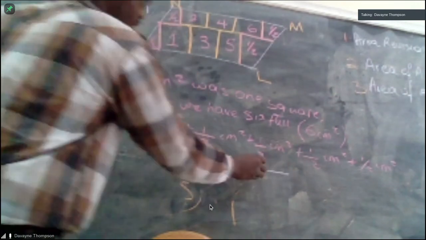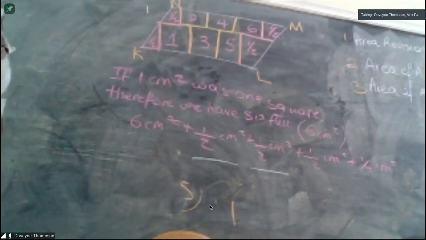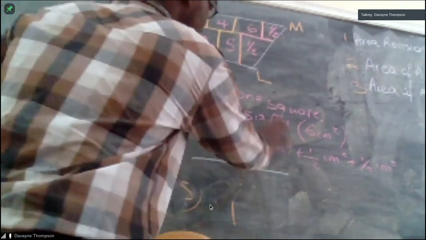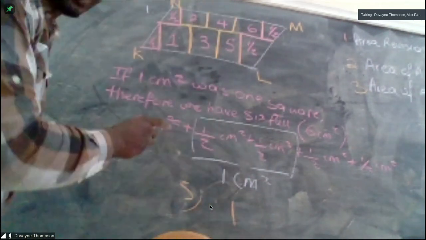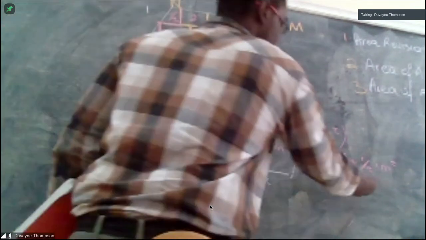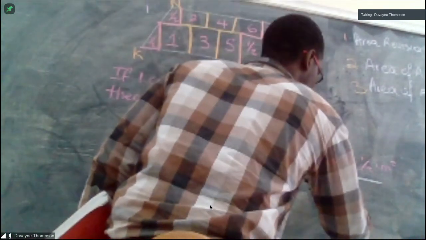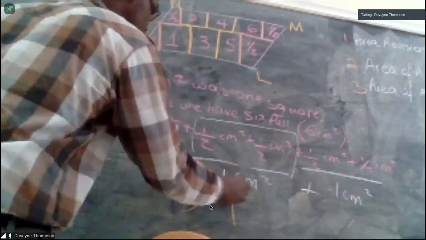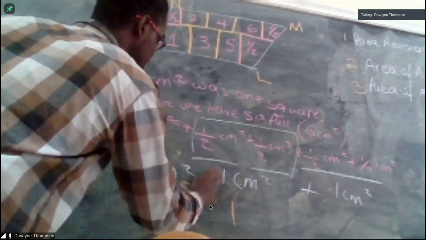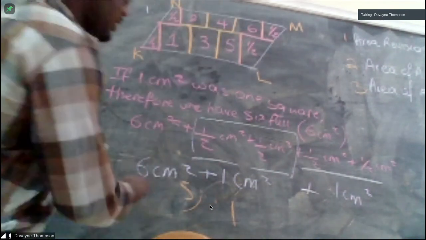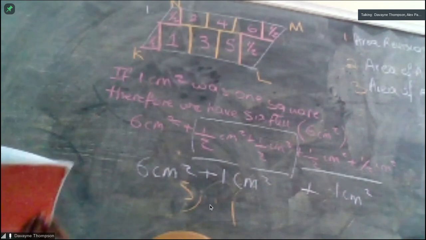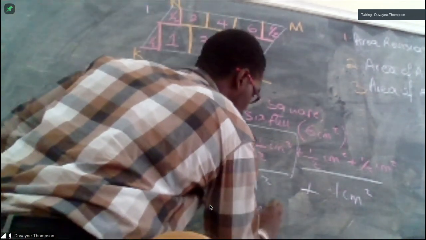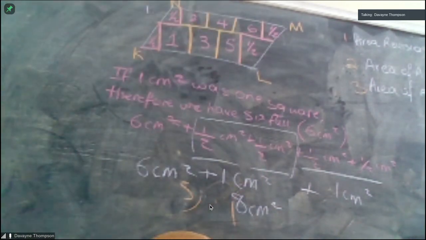Alright, look at this, Alex. What is a half plus a half? One. So these two would give you 1 centimeter squared. Write that for me. Remember, this is actually a part of your homework. If you don't have this, you're going to get no mark for your homework that you should submit. Let's look at the next half, Alex. We have another half plus a half. It's going to be 1 centimeter squared. So we're going to add those two together plus the original 6 centimeter squared that we had from the full squares. So what is 6 plus 1 plus 1, Alex? 6 plus 1 plus 1 is 8. So that means the area of this parallelogram, Alex, is 8 centimeters squared.